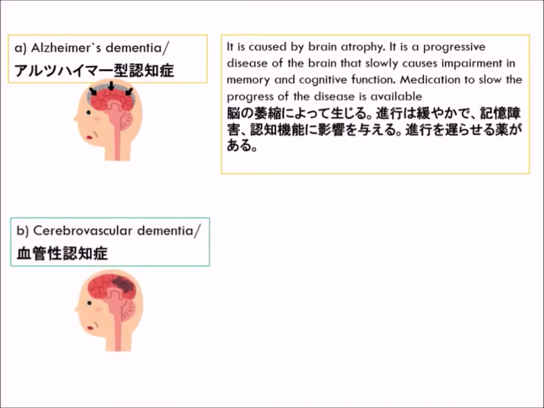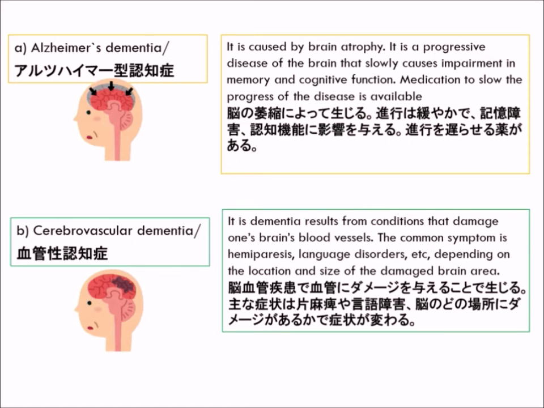Cerebral vascular dementia. It is dementia resulting from conditions that damage one's brain blood vessels. The common symptoms are hemiparesis, language disorders, etc., depending on the location and the size of the damaged brain area.